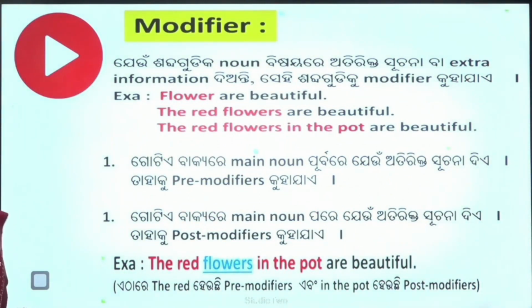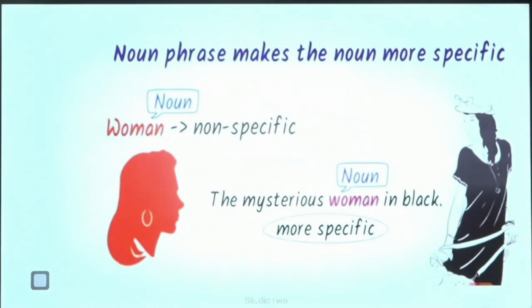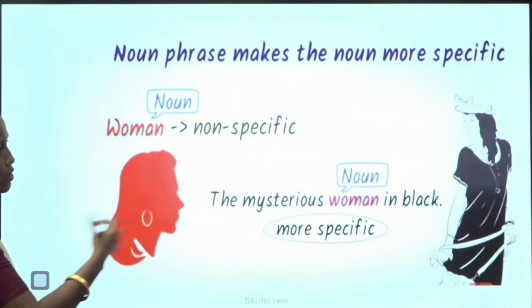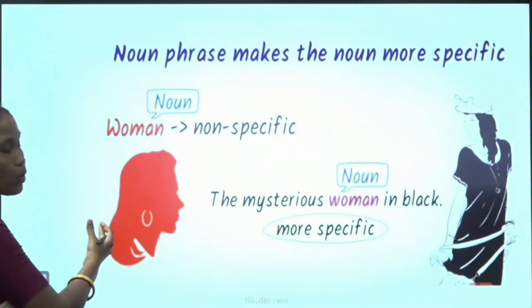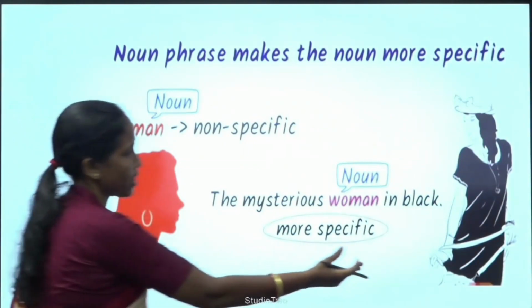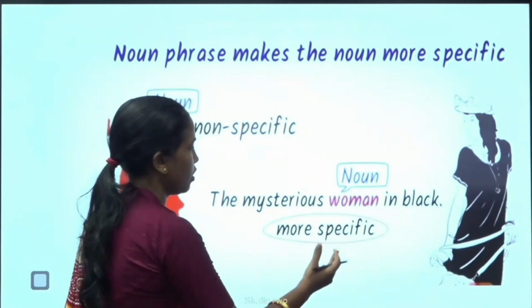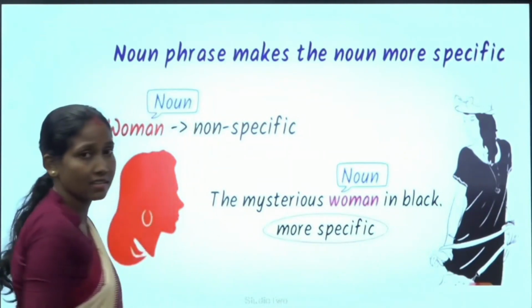So you know students that modifiers and determiners are part of the noun phrase. So next we study, you see here, noun phrases make the noun more specific. Here are two pictures you can see. Here is a picture of a woman, and here you can see the picture of a woman who is wearing a black dress.